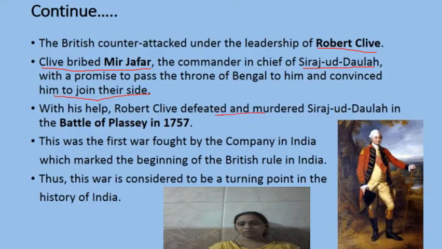और इस कारण से ब्रिटिश ईस्ट इंडिया कंपनी ने जब दोबारा सिराज-उद-दौला पे अटैक किया, then Siraj-Ud-Daulah was defeated and murdered in the Battle of Plassey 1757. This was the first war fought by the company in India. So this was the first war fought by the British East India Company in India, and this marked the beginning of British rule in India.